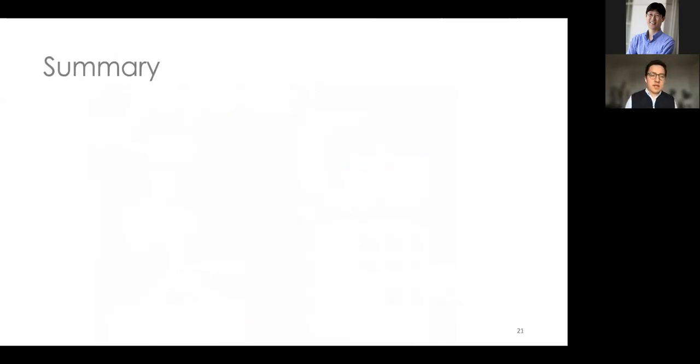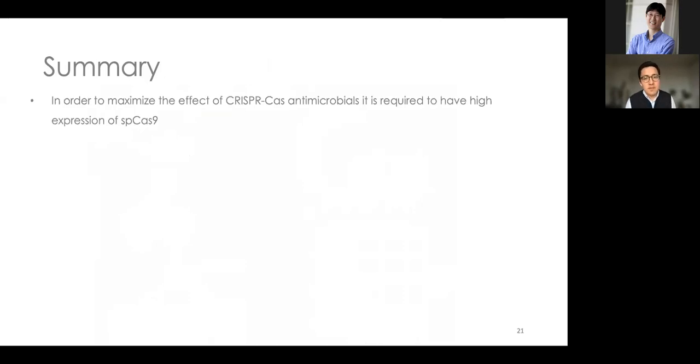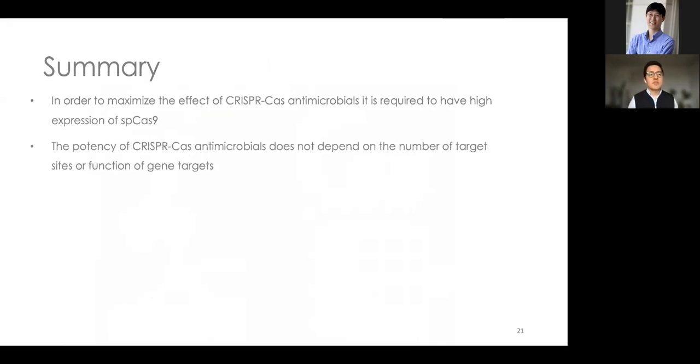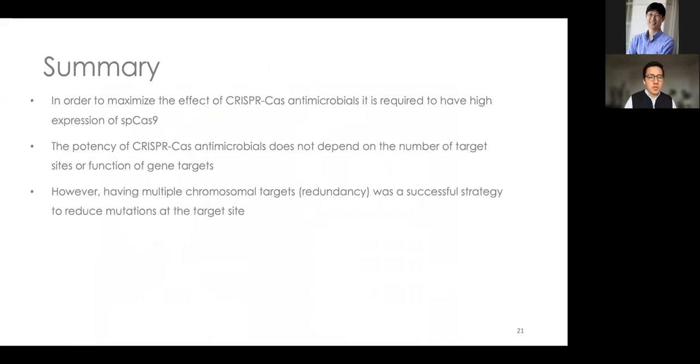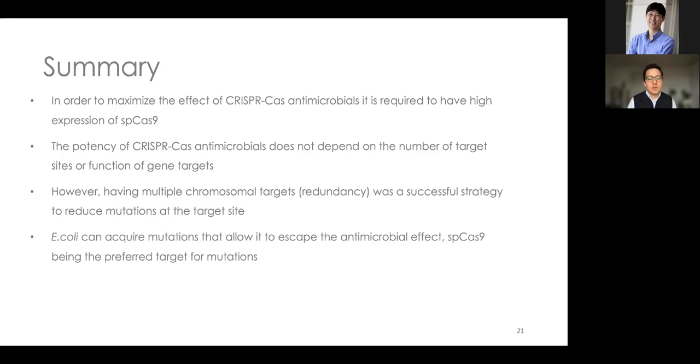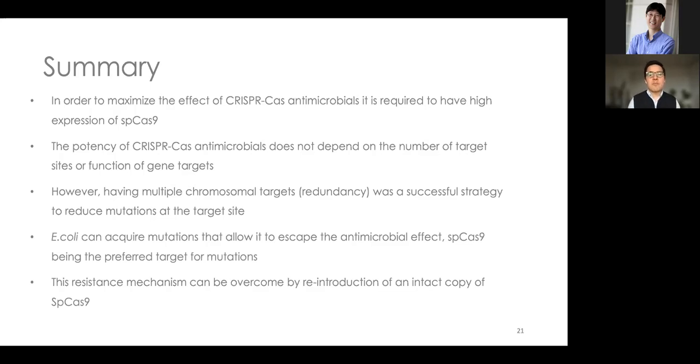So what we can summarize from this project is that in order to maximize the effect of CRISPR-Cas antimicrobial, it is required to have high expression of Cas9. The potency of CRISPR-Cas antimicrobial does not depend on the number of target sites or function of gene targets. However, having multiple chromosomal targets, redundancy, was a successful strategy to reduce mutations at the target site. E. coli can acquire mutations that allow it to escape the antimicrobial effect, with SpCas9 being the preferred target for the mutations. And these resistance mechanisms can be overcome by reintroduction of an intact copy of Cas9.